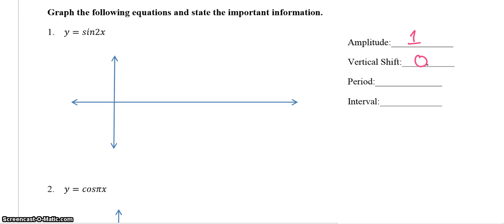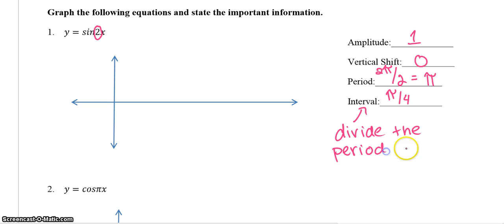Now to find the period, this is where we use that little short formula. So it's always 2 pi over b. In this case, b is 2. So it's 2 pi over 2, which is just pi. So now we want to find the intervals. This is where we're going to plot our points for the graph. You always divide the period by 4. So we would have pi over 4. So for the interval, you always divide the period by 4.